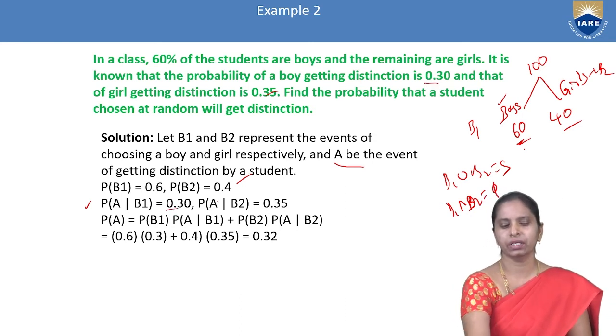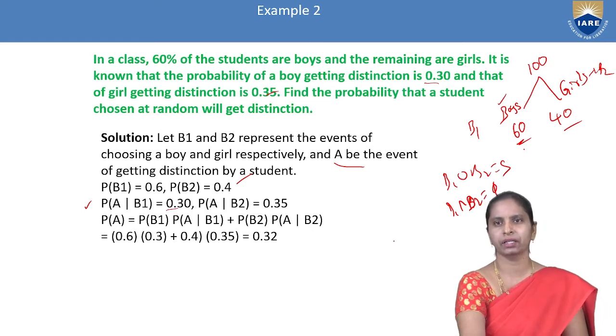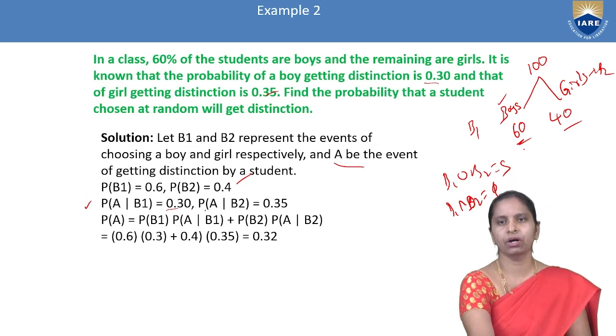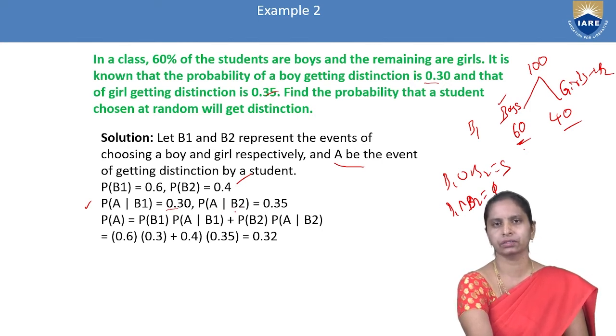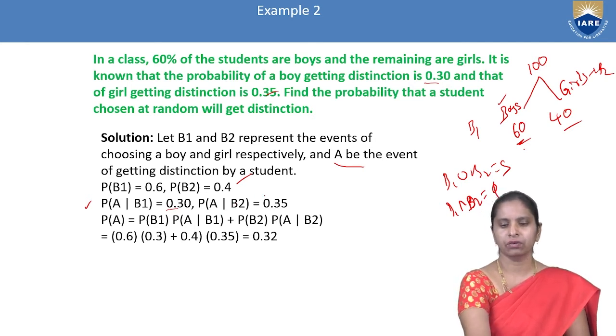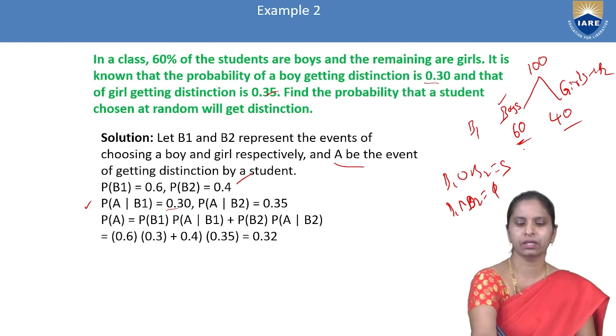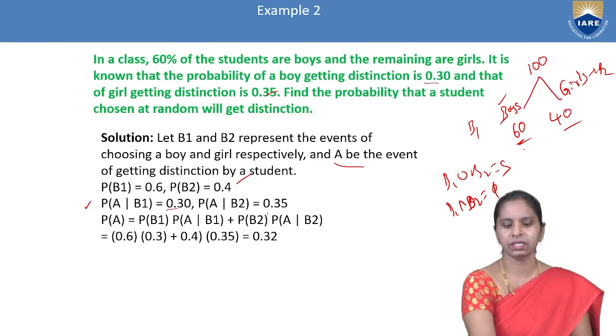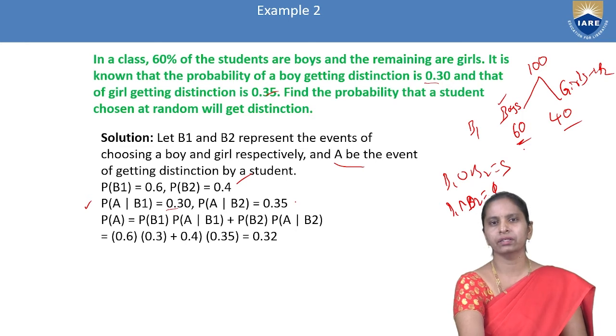Similarly, what is P of A given B2? It is a conditional probability. That is the probability of the student getting distinction, given that the student is a girl student. What is the probability of a girl student getting distinction? It is 0.35. So write down 0.35.